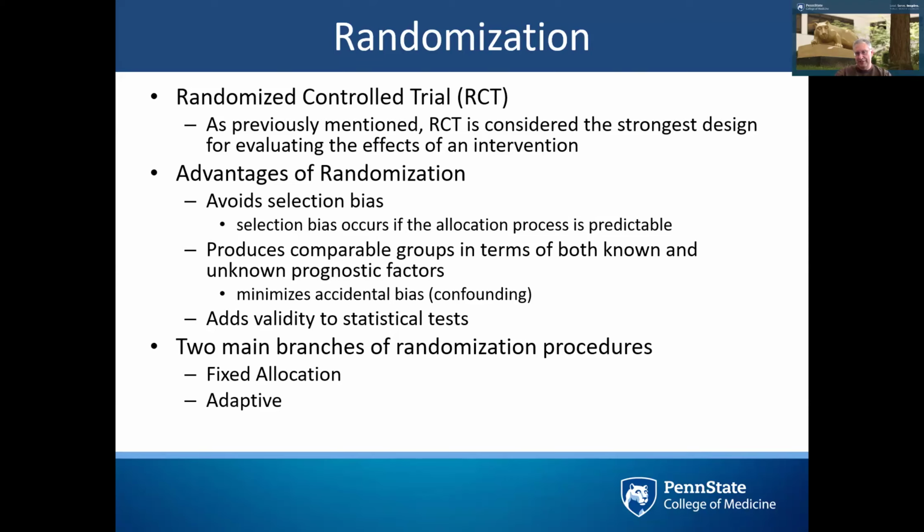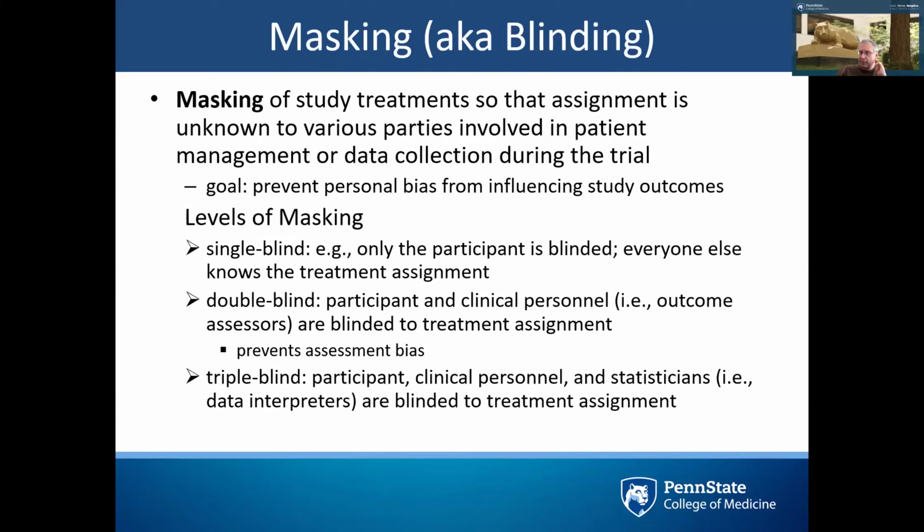And there are two main branches, which we don't have time to get to today: fixed allocation and adaptive allocation for randomization. How does blinding, or masking, help your trial? Masking of study treatments means the assignment is unknown to various parties involved in patient management and data collection during the trial. The goal is to prevent personal bias from influencing study outcomes.